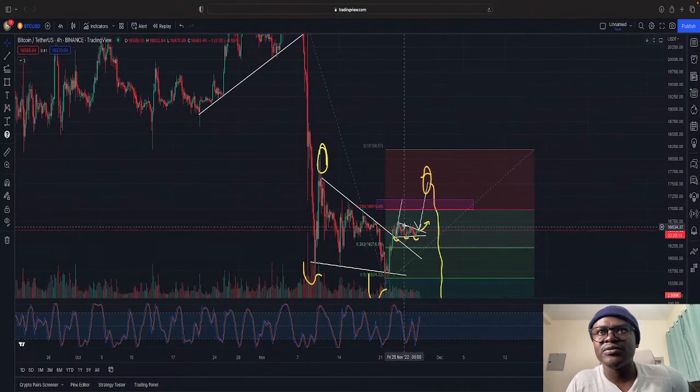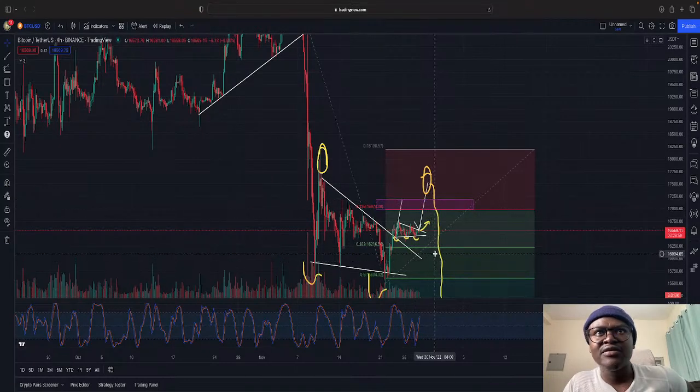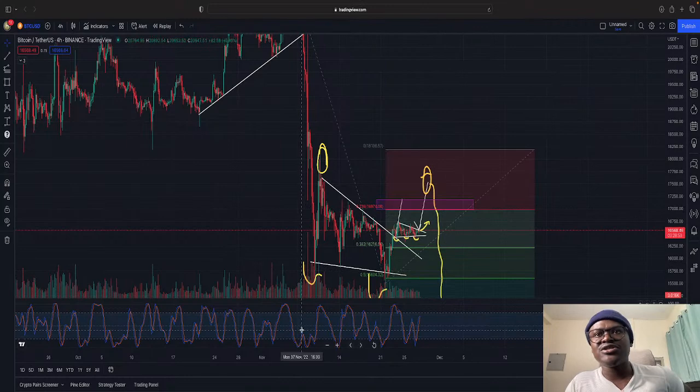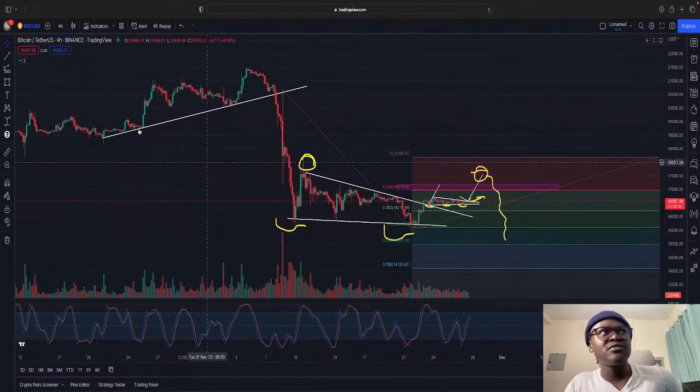But I would like to take my short around here. Around here is where I would like to take that short. Price goes up in a rally and then dumps right back down. Yeah, that's why I would like to take the short. So what do I think is going to happen in my opinion? Let's see.